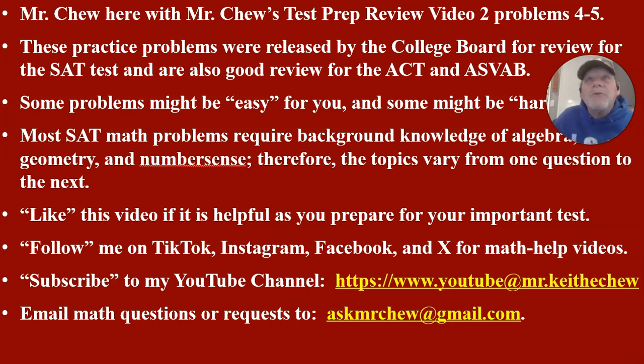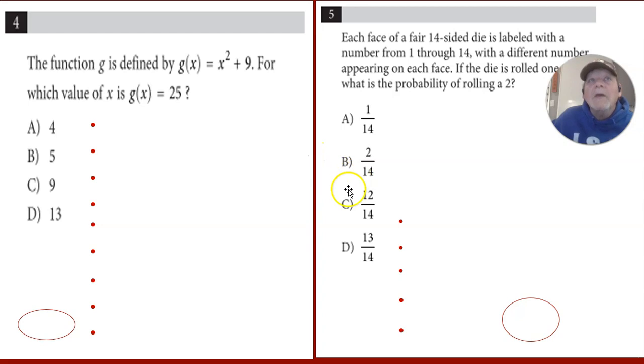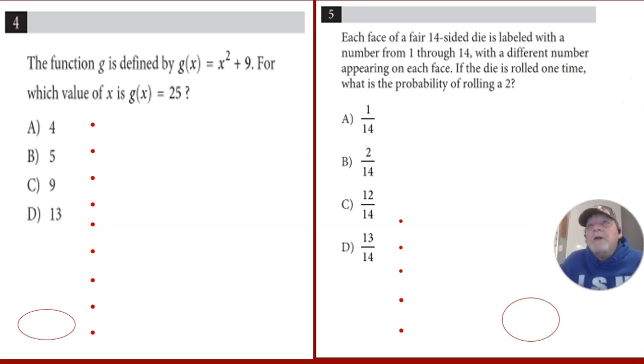So let's get right to it with our 2 problems, and you'll see they're not too bad again today. Number 4, it's a function problem. It says the function g is defined by g of x equals x squared plus 9. For which value of x is g of x equal to 25? And here's multiple choice. Then number 5 says each face of a fair 14-sided die is labeled with numbers 1 through 14, with a different number appearing on each face. If the die is rolled 1 time, what's the probability of rolling a 2?